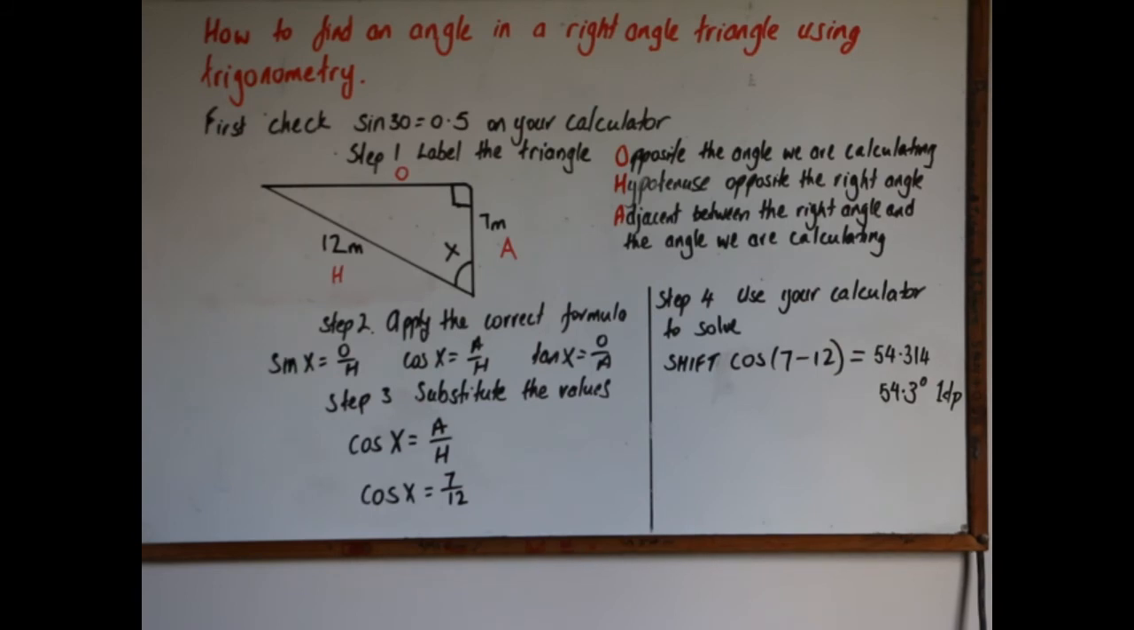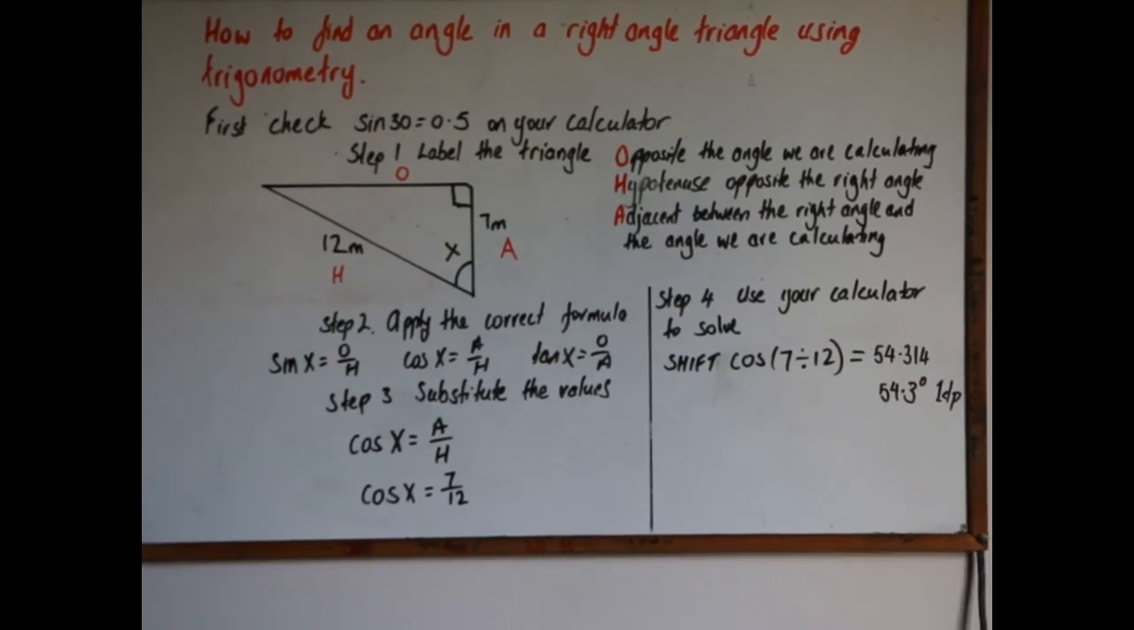Our next step is to apply the correct formula. Which 2 sides have got the numbers next to them? It's the A and the H because the adjacent is 7 and the hypotenuse is 12. Which of these formulas has got A and H? It's this one here. Write it down, substitute the values in. The A is 7, that's your numerator. The H is 12.